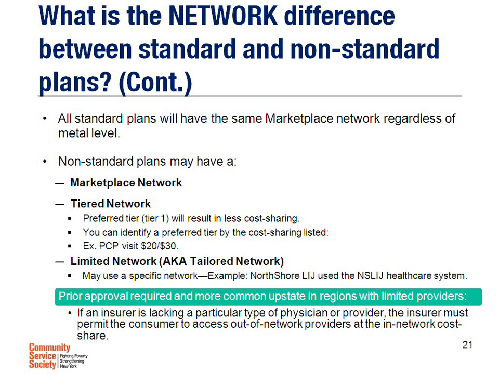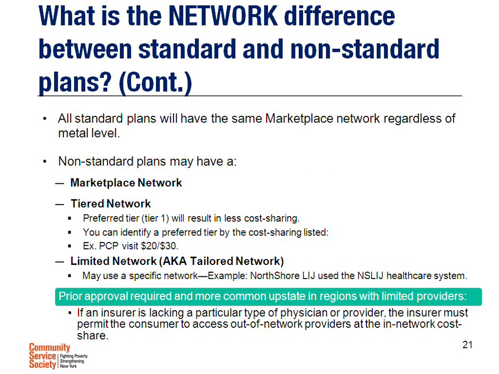But it is more or less a reassurance that if you're looking at a standard plan, let's say an Oscar standard plan, whether you go with silver, gold, or platinum, you are looking at the same marketplace network. So that's important. The non-standard plan, and this is very important because we all have to pay very close attention to this, and this is stuff that at least I didn't know in the first year of enrollment, may have a marketplace network, a tiered network, which I'll explain shortly, or a limited network, which is also referred to as a tailored network.